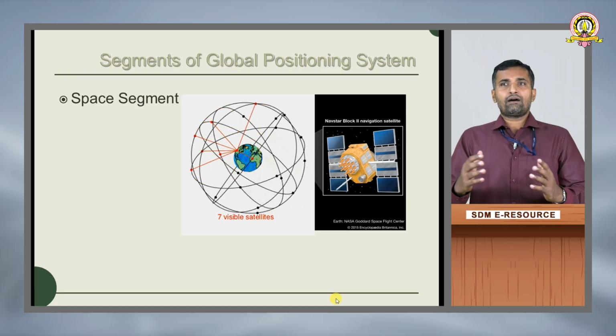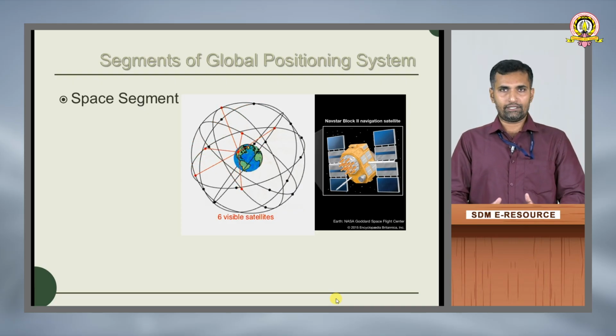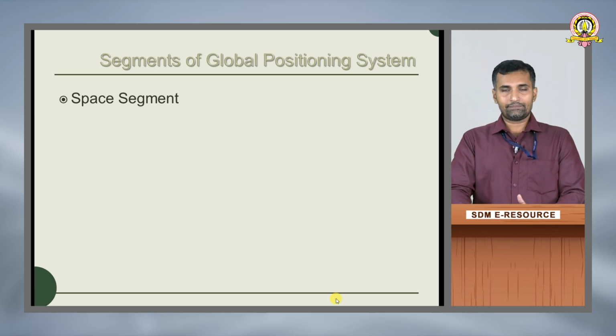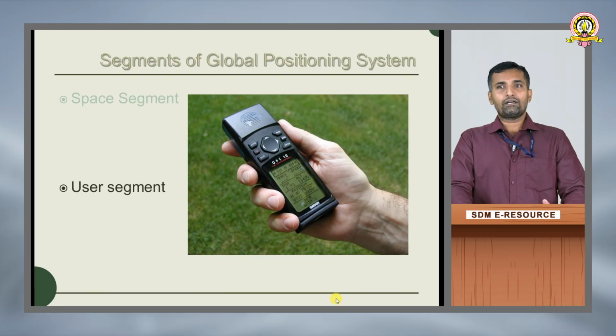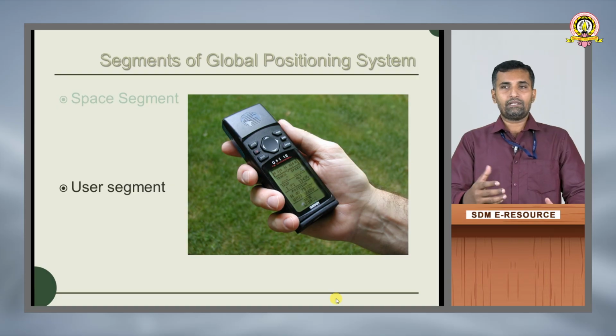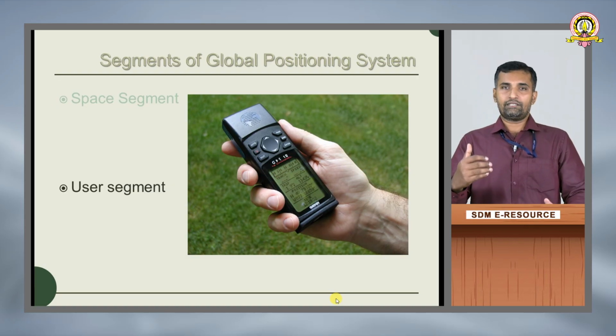These satellites continuously send time coded radio signals. Then we have the user segment, the user receiver. It is a simple GPS receiver. This receiver receives the time coded radio signals from the satellites and measures the distance between the satellite and the GPS receiver.